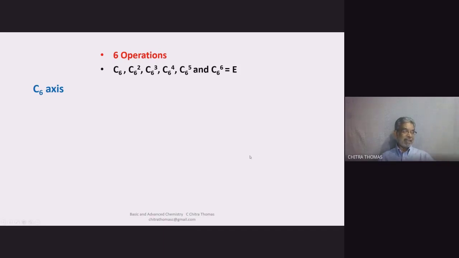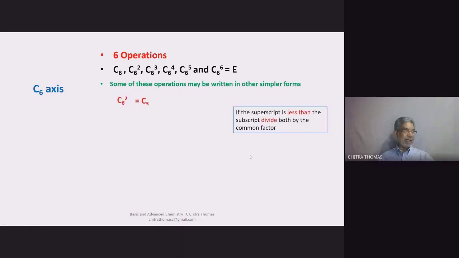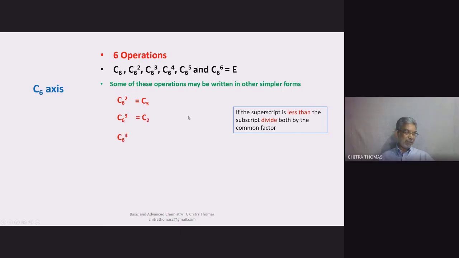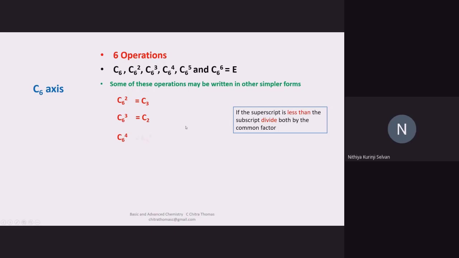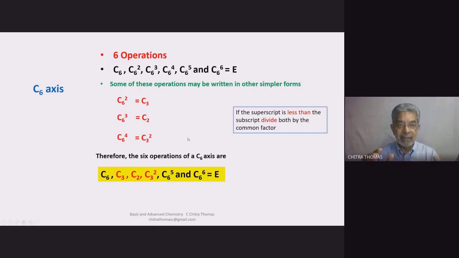C6 is C6. Then C6² is C3. Then C6³ is C2. Then C6⁴ is C3² twice. Then C6⁵, then C6⁶. So the 6 operations are what? C6, C3, C2, C3², C6⁵, and E. You don't mug up these things, right? You just learn the strategy. There are 6 operations. Then to simplify that, you learn the basic concepts, which you already learned.